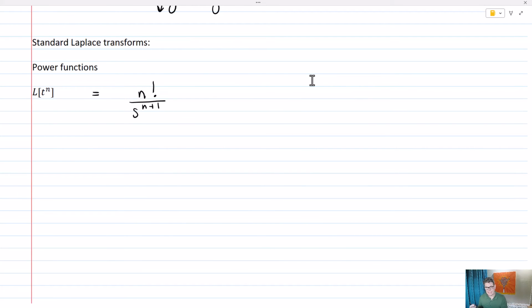We already saw that with t, where t is just t to the 1, and you'll notice that that's going to be 1 factorial, 1, over s to the 1 plus 1, or s squared, okay? So for example, if we did the Laplace transform of t cubed, this will end up equaling 3 factorial over s to the 3 plus 1, and so that ends up equaling 6 over s to the 4th. And that's an example of utilizing a power function.